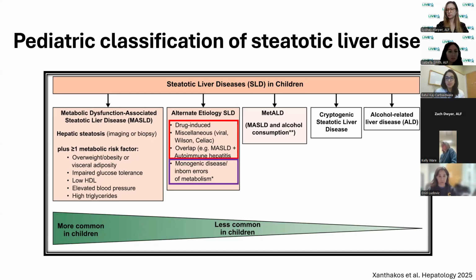Thankfully, we don't see as much in children the MetALD, which is the metabolic associated steatotic liver disease in combination with alcohol consumption. It isn't impossible. We do have some teenagers that drink and can run into trouble, but this is, I will say, incredibly atypical, incredibly rare. We then have cryptogenic liver disease with steatosis. We typically don't see very often at all. And then, as I was saying, alcohol-related liver diseases we see very rarely in pediatrics.